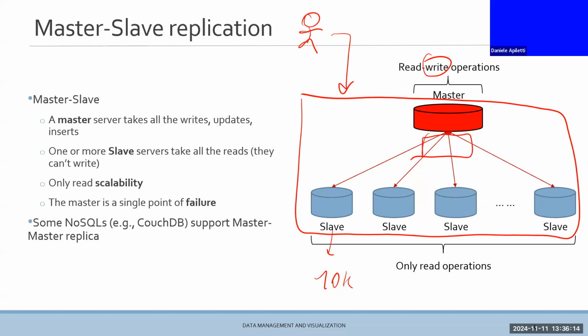So what's the problem of this solution? One problem is the master is only one. So if the master fails, I can still provide the catalog of my e-commerce, but nobody can buy, which means I'm not earning any money. So that's a problem.